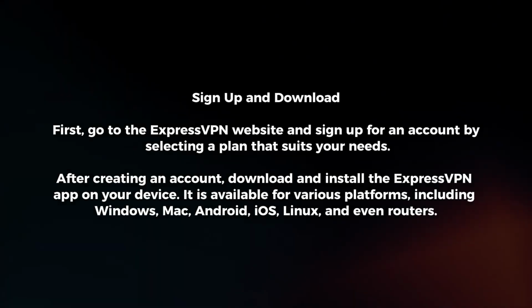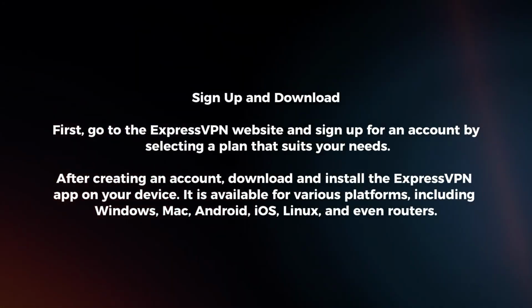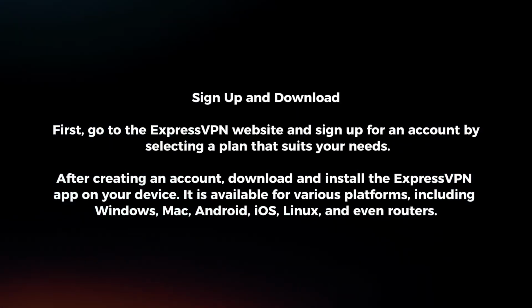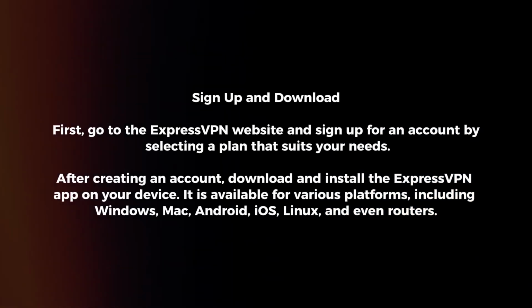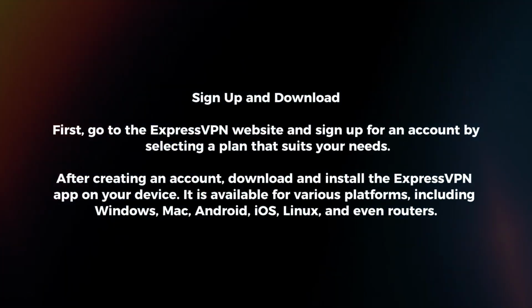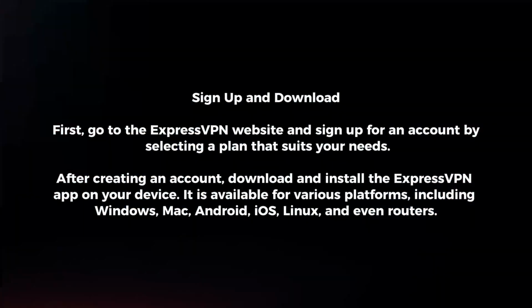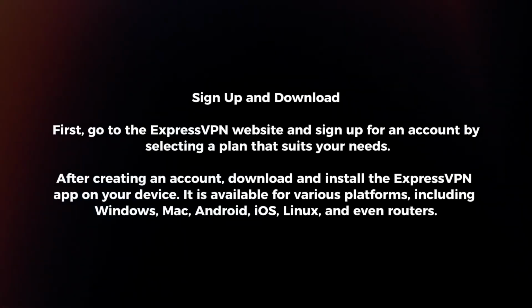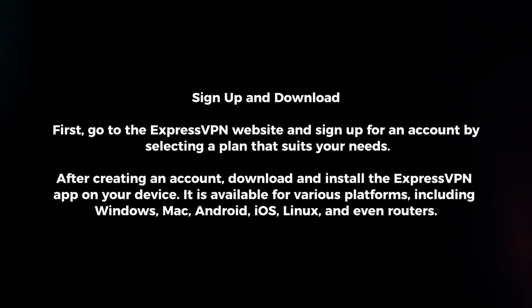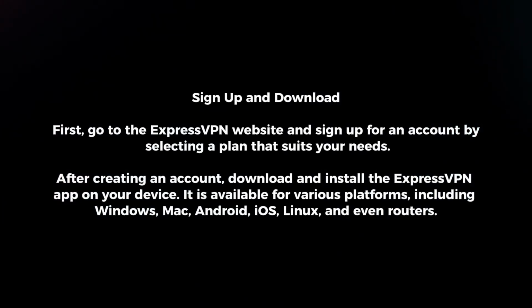Sign up and download. First, go to the ExpressVPN website and sign up for an account by selecting a plan that suits your needs. After creating an account, download and install the ExpressVPN app on your device. It is available for various platforms, including Windows, Mac, Android, iOS, Linux, and even routers.